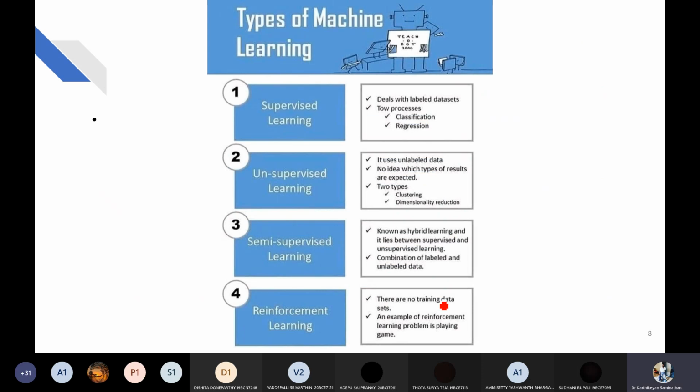The same thing: supervised learning deals with labeled data sets, unsupervised with unlabeled data sets, and semi-supervised is hybrid learning, both supervised and unsupervised. Whereas in reinforcement learning, no training data sets are required, because this is learning through agents, learning from the environment. So here no training data is required, right? Based on the past feedback system, we are training the machines.